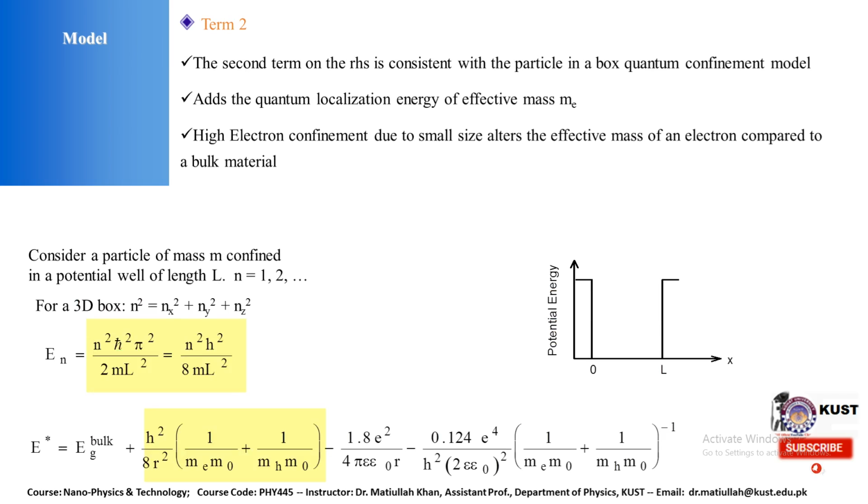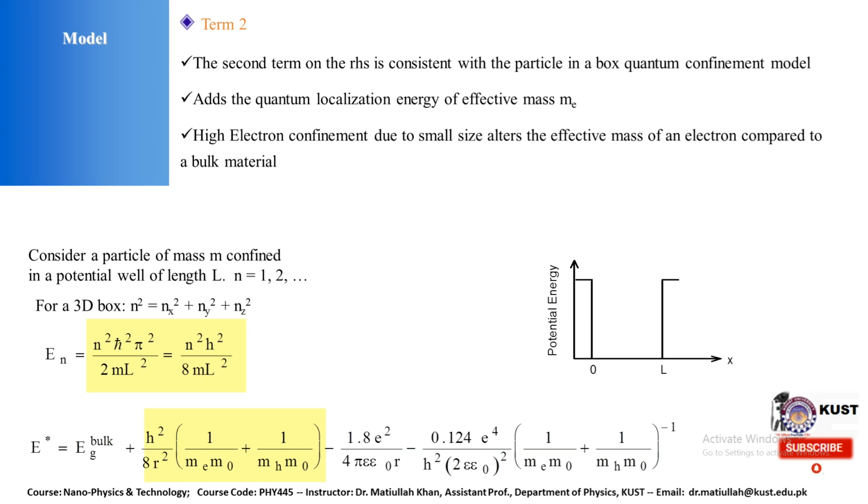The second term, the right hand side, is consistent with the particle in a box, that is, a quantum confinement model. It is a quantum localization energy of effective mass me, and it describes the high electron confinement due to small particle size. It alters the effective mass of the electron compared to a bulk material. So it is like a particle that has been closed in a box.